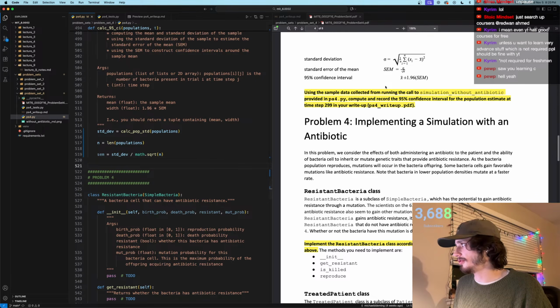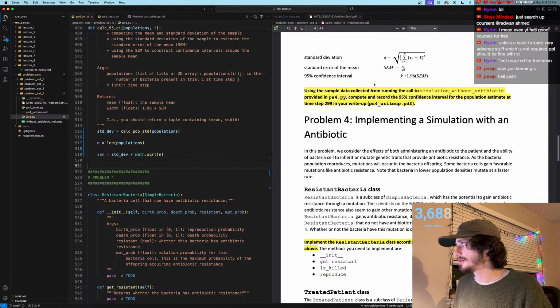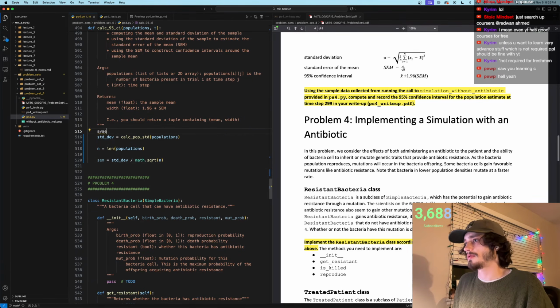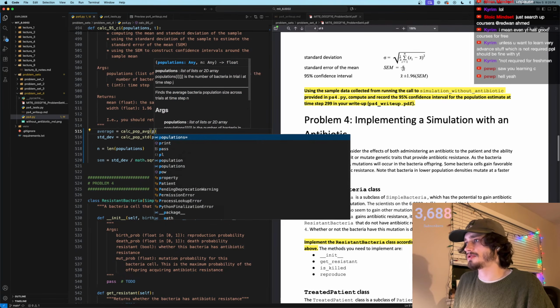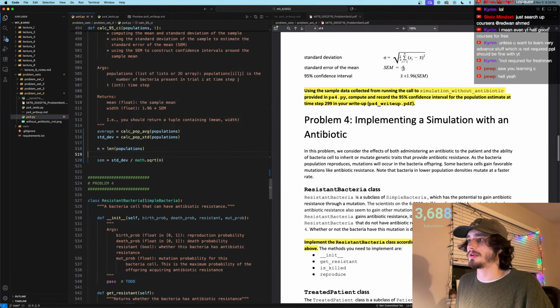And then what we will do is take our average. Our average is equal to calculate the population average given the populations. And then what we're going to do is compute the confidence interval 95, which is equal to our average.